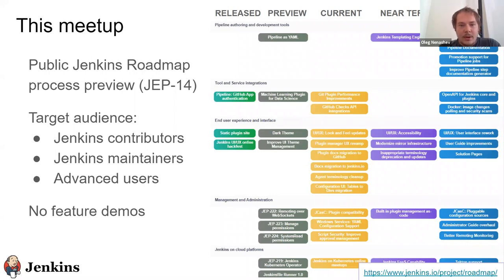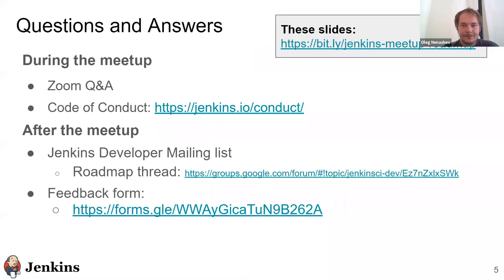I mostly focus on Jenkins contributors, maintainers, and advanced users who want to understand where the project goes, how it evolves, and what new features to expect in the future. Especially if you consider contributing to the project, I hope this talk will be interesting to you. At the same time, I won't be presenting any features per se today. My main focus is process and an overview of the roadmap in general.